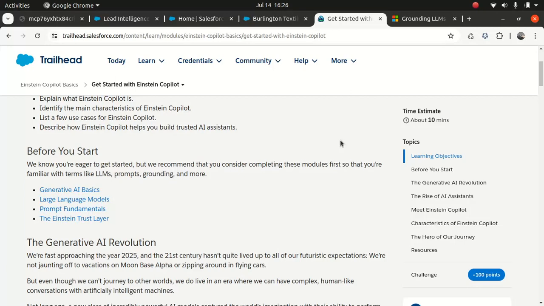Today we'll go through some of the basics, and then I'll show you how to register for an org, and then we'll play around with a few things. And then in the next episode, I'm going to show you some of the power of flows and Apex, and how you can incorporate them into your Einstein Copilot.